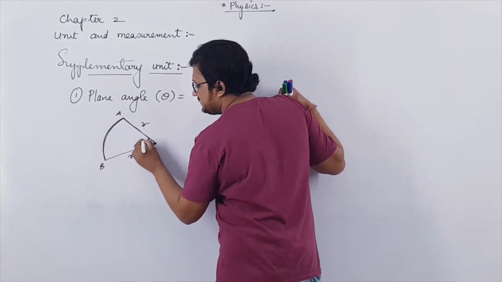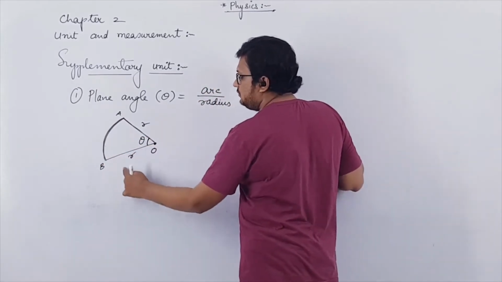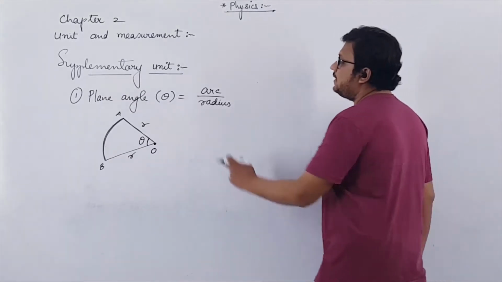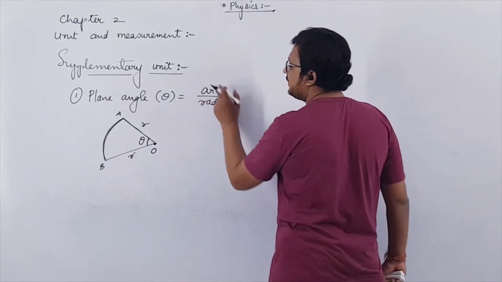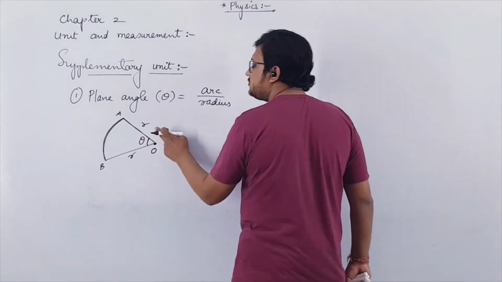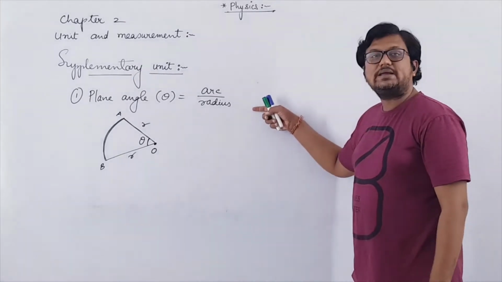And this angle is theta. Here theta is defined as arc upon radius, or arc equals angle into radius. So plane angle theta is arc upon radius. Now, arc is a length and radius is also a length. So if you write the unit, meter over meter will get cancelled out.